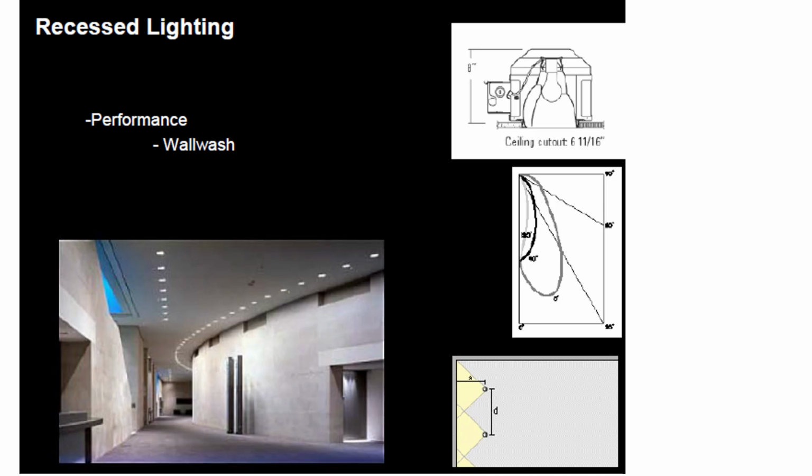This diagram shows recessed lighting. This one row, another row, and this is the wall washer, the wall washer type of fitting.